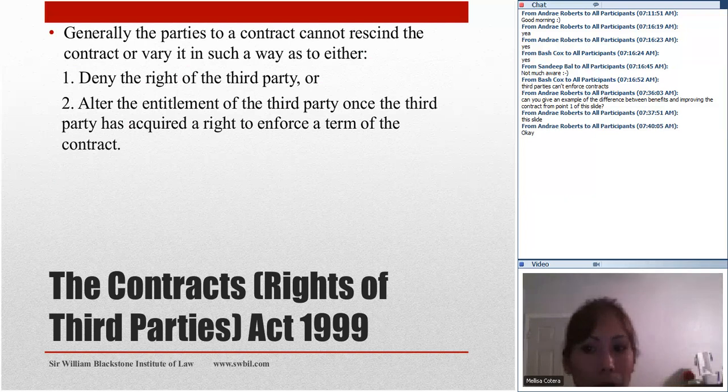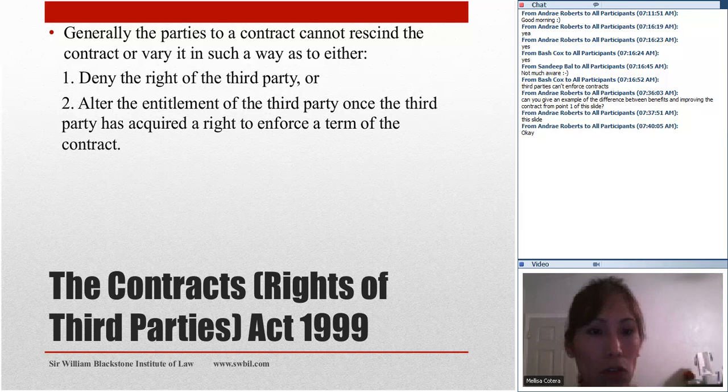Where the third party has communicated his assent to the term to the promisor, so communication by the third party. And the second situation is where the promisor is either aware that the third party has relied upon the term, or the promisor can reasonably be expected to have foreseen that the third party would rely upon the term, and the third party has relied upon the term. But the Act also provides that the contracting parties can provide otherwise in their contract.